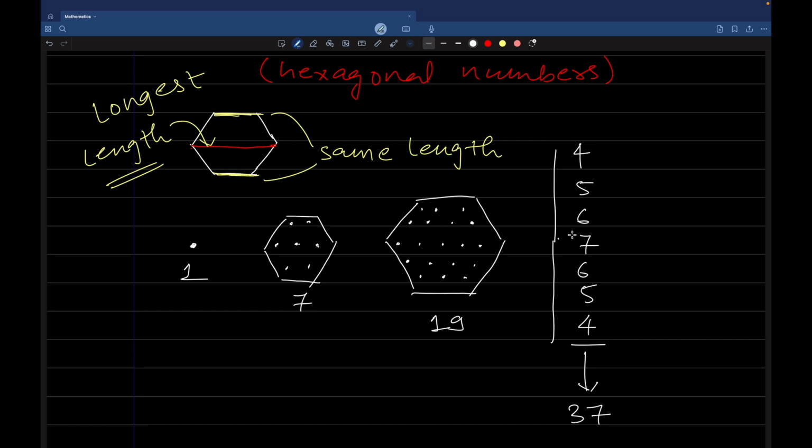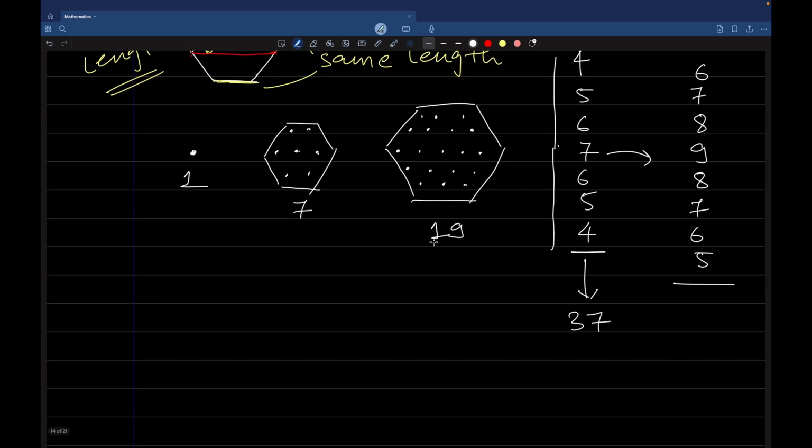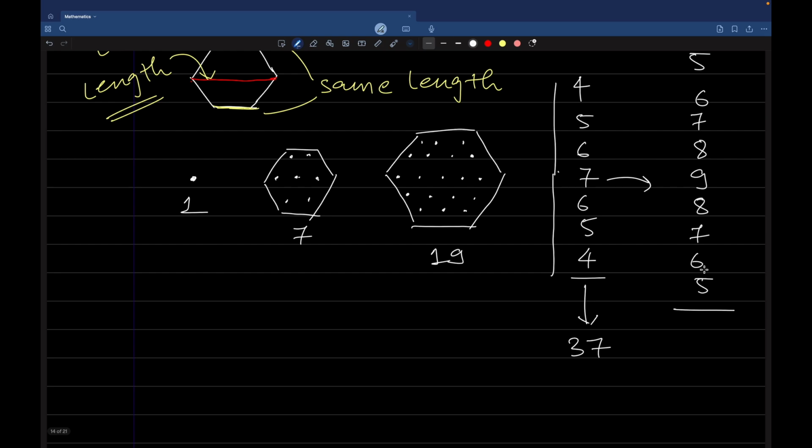Now for the next number, 7 plus 2, the middle line will be 9, and we will have a total of 9 lines: 9 minus 1 is 8, 7, 6, 5. If we sum these numbers, we will get the next number, which is 61.